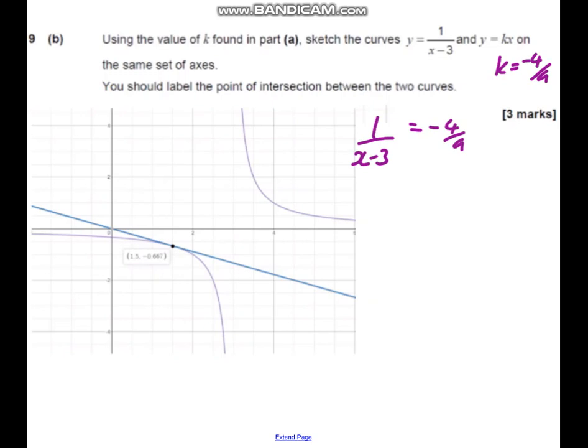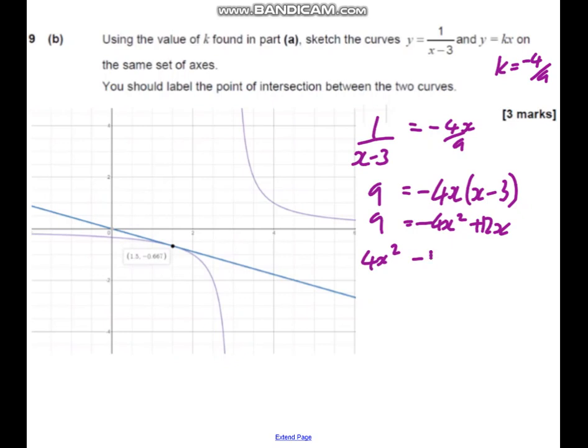So just multiply the 9 up here, so that's going to be 9, and multiply the x minus 3 over here. So minus 4x, x minus 3. If we just expand out the bracket, plus 12x there, and we can bring it all to one side. So we get 4x squared minus 12x plus 9 is equal to 0. That then factorizes to a perfect square. 2x minus 3 all squared is equal to 0. So from that we can see that x must be equal to 3 over 2.